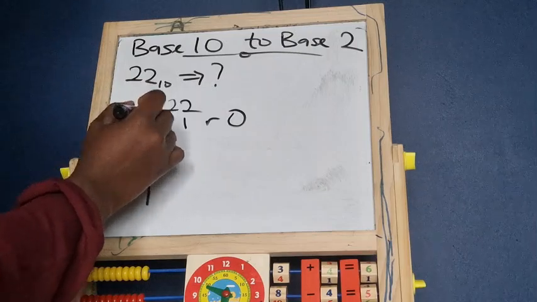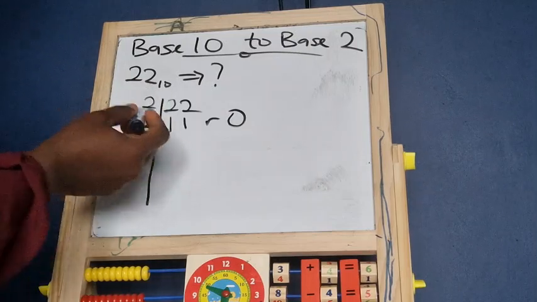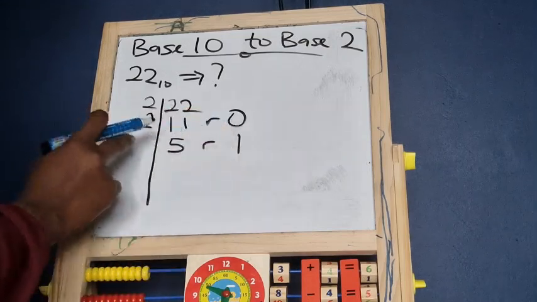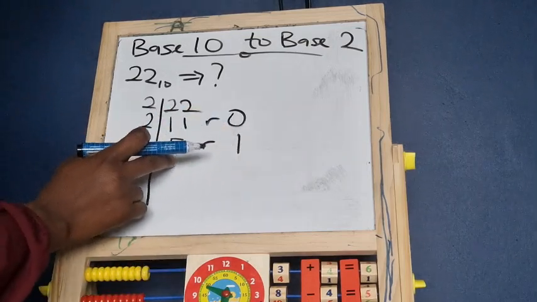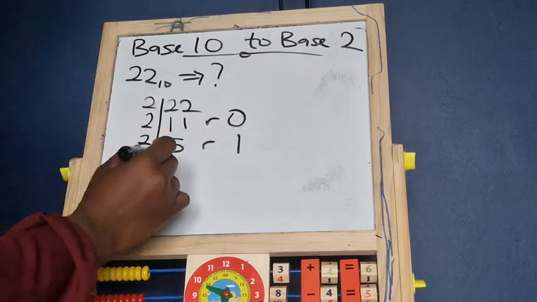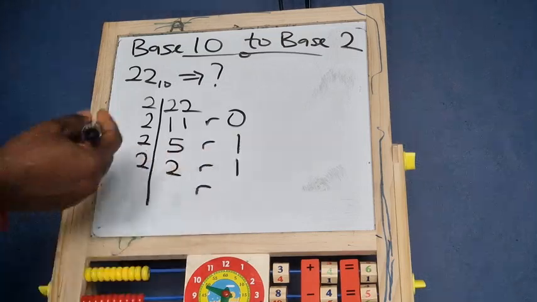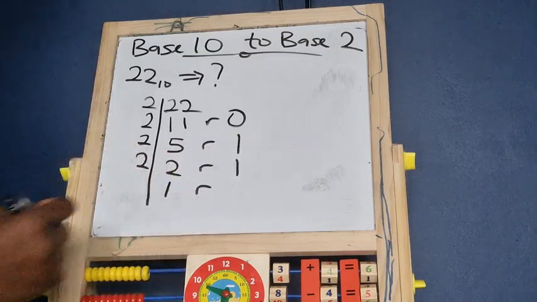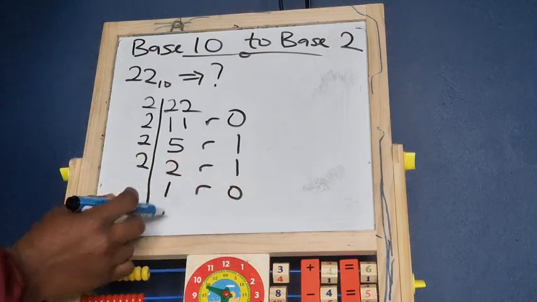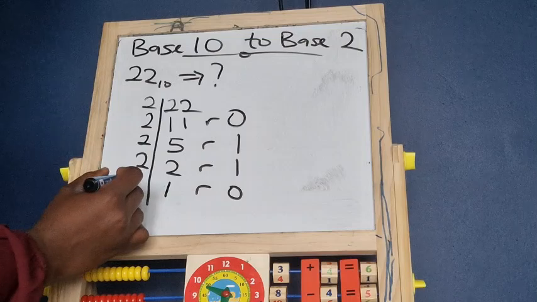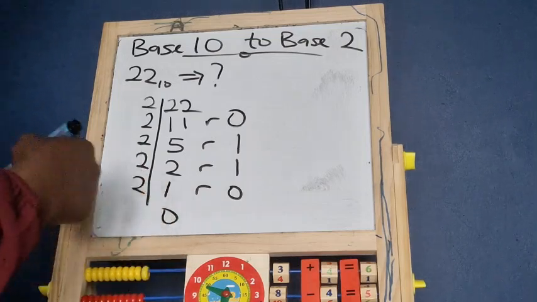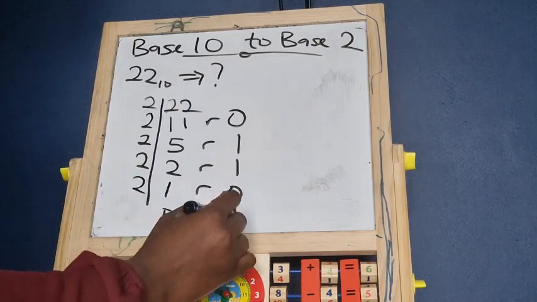Then the next thing is we continue dividing by 2. 2 would go in 11 how many times? 5 times. Remainder 1, because 2 times 5 is 10. Then we divide by 2 again. 2 would go in 5 how many times? 2. Remainder 1. 2 would go in 2, 1. Remainder what? 0, because 2 times 1 is 2. Then you will still go again till we get to 0. 2 would go in 1 how many times? 0. 2 cannot go in 1, because 2 is bigger than 1, but we would have a remainder of 1.